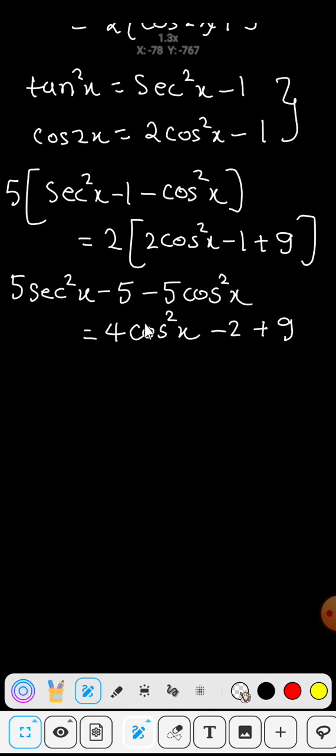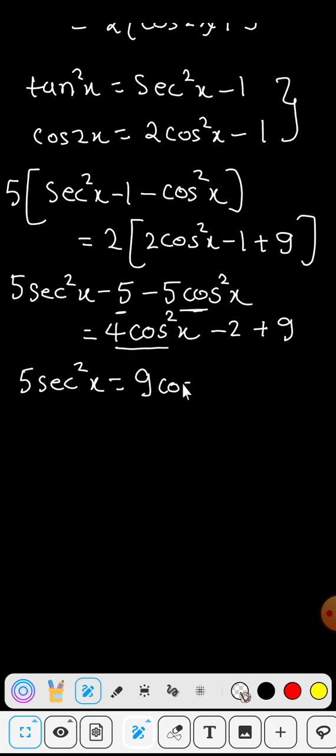Now we will send this minus 5 to the RHS and this 5 cos square x to the RHS. So it will become 5 sec square x equals, this 5 will come this side, so it will become plus 5 cos square x, and there it is 4 cos square x, so it will become total 9 cos square x, and 9 plus and minus 2, so it will become plus 7 and plus 5, so it will become plus 12. Now we will take the reciprocal formula for sec.